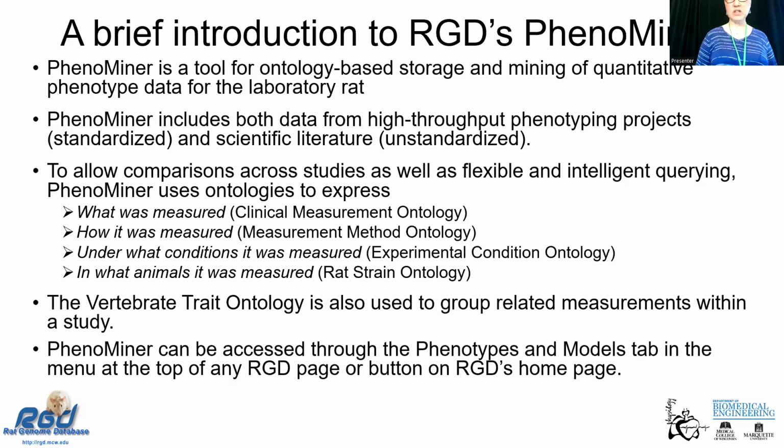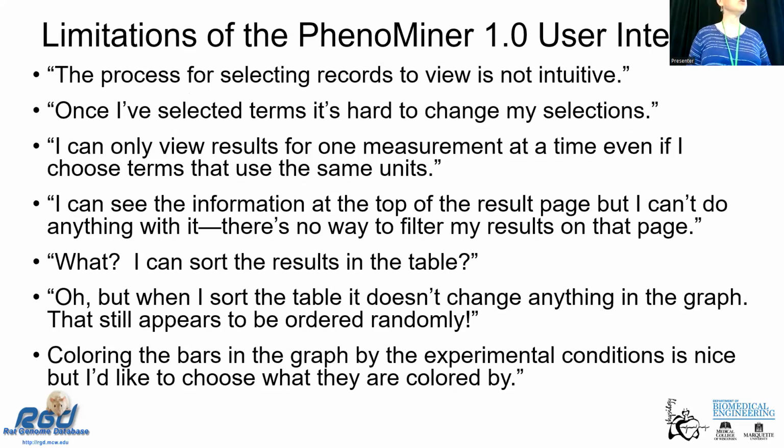So thinking about some of the limitations of our first iteration of PhenoMiner, I started thinking about some of the comments that we have heard and some of the comments that we have made ourselves about PhenoMiner. And they're things like the process for selecting records to view is not intuitive. Once I've selected terms, it's hard to change my selections. I can only view results for one measurement at a time, even if I choose terms that use the same units.